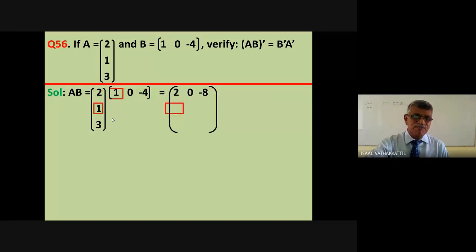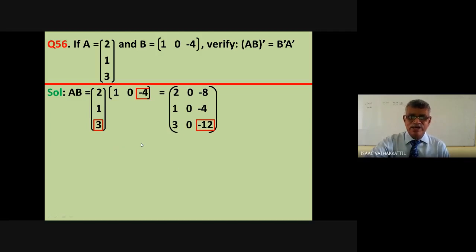Now we go to the second row, first column: very simple, 1. Second row, second column, 0. Second row, third column is 1 into minus 4, that is minus 4. Third row, first column, 3. Third row, second column, 0. Third row, third column, 3 into minus 4, minus 12. So this you have, AB.